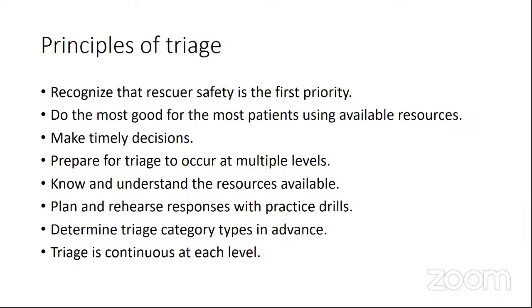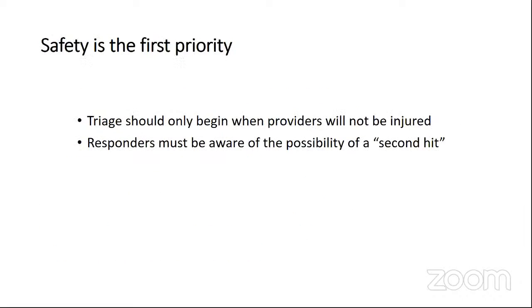These points are well understood from the one sentence, but we will shortly go through the details. The first thing is that safety is the first priority. Whenever we are going into a scenario of mass casualty or disaster, we as rescuers should make sure of our own safety. There is always a chance of a second hit when there is an earthquake or any blast. So we have to make sure that we are safe before going to the scene directly. That is the first important principle of triage.